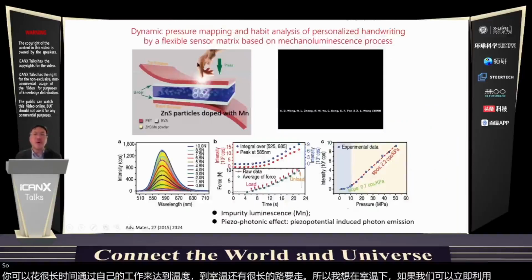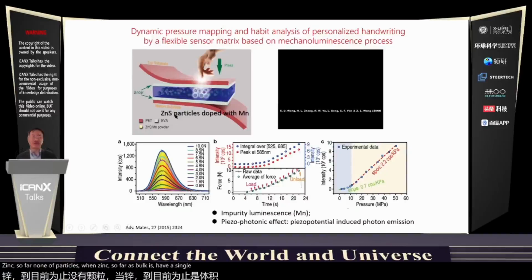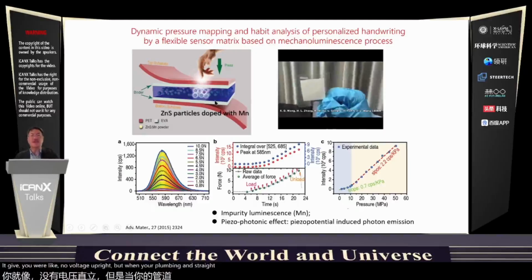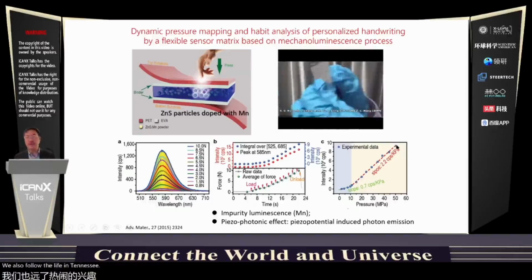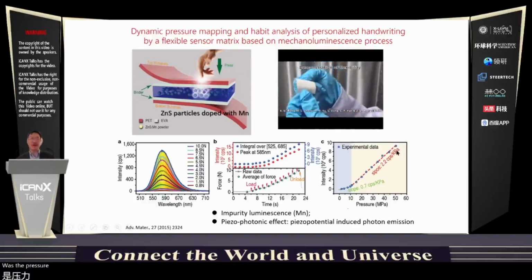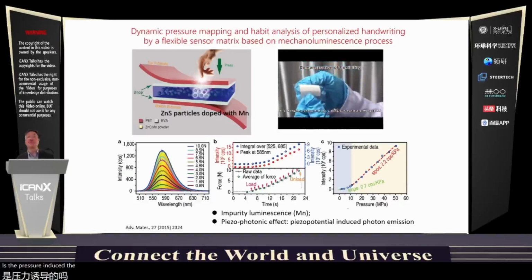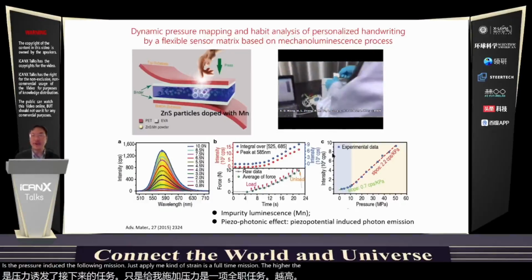For zinc sulfide nanoparticles, when the zinc sulfide is bulk, it has a zinc blende structure. But when the zinc sulfide is small, it has a wurtzite structure. Under mechanical strain, it gives you light. No voltage applied, but when you apply mechanical strain, it gives you light automatically. We also find the light intensity increases linearly with the pressure applied. Why is that so? This is pressure-induced photon emission. Just apply mechanical strain, and it has photon emission. The higher the pressure, the more the photon emission.